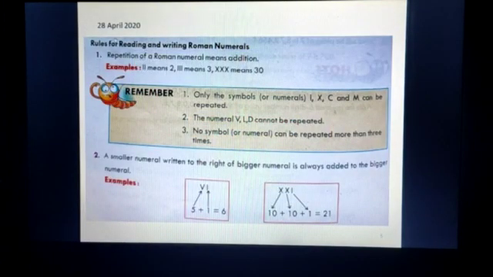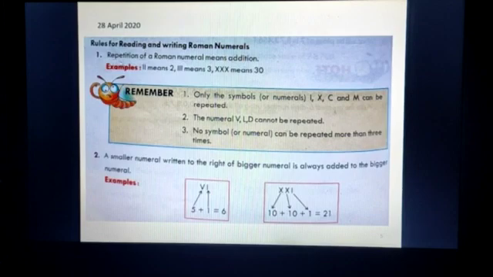Now, in this page, dated 28th April, you need to write on this day, rules for reading and writing Roman numerals. There are 4 rules for writing and reading Roman numerals we are going to see in class 4. Let's see the first one and second.